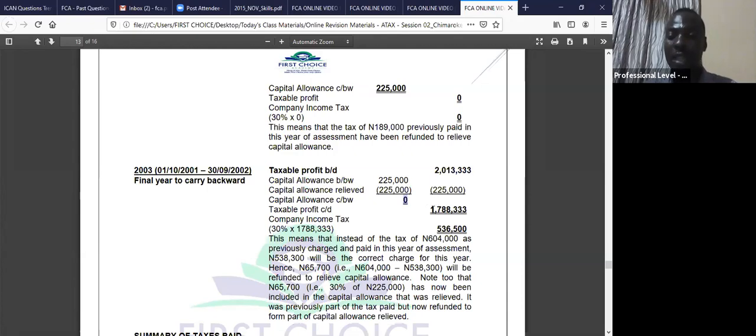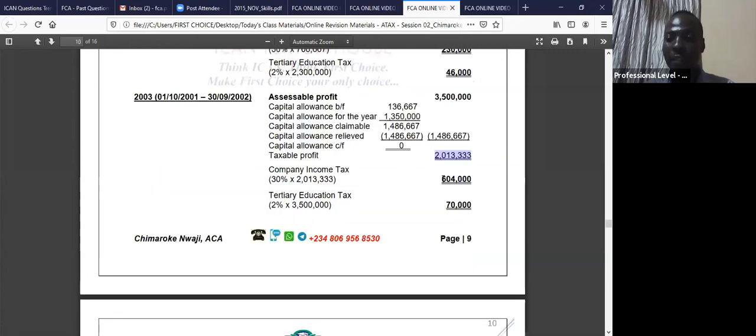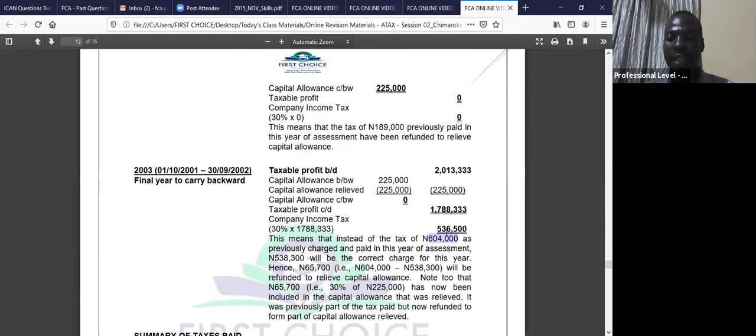So that would mean that your taxable profit for that year is supposed to be this and not this as we had in that year, because we have claimed new capital allowance. So it's going to be this. Now your income tax is going to be 30% of this. So what happens is that instead of the 604 which you paid as your tax, they are going to refund you a fraction and take only 536,500.